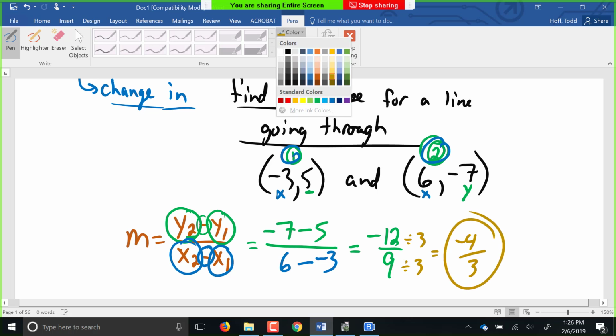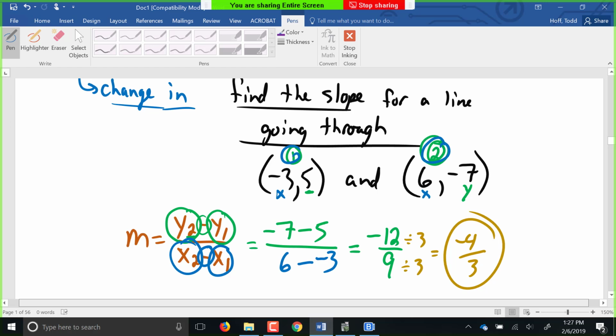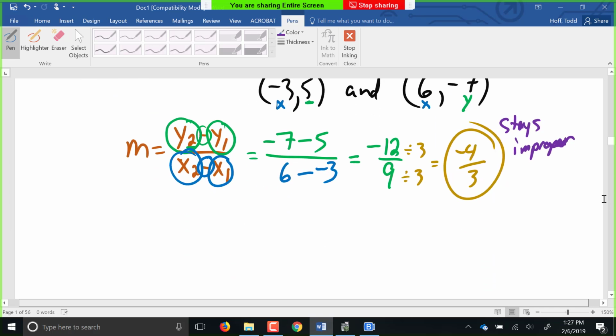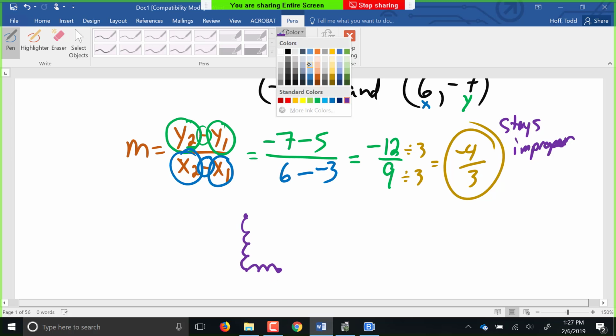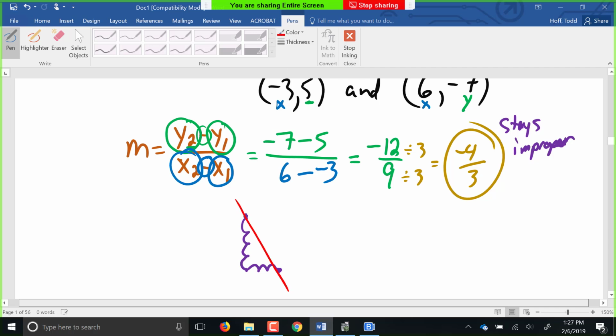Now, because that is a slope, it's a ratio, we would never reduce that to a -1 1/3. We never reduce a slope to a mixed number. It always stays as an improper fraction, because a slope is a ratio, it's not an amount, it's a comparison between a rise and a run. So -4 means that from wherever it starts, it goes down 4, and then the +3 run means it goes over 3. So that's the shape the line is going to be on our graph, something like that.